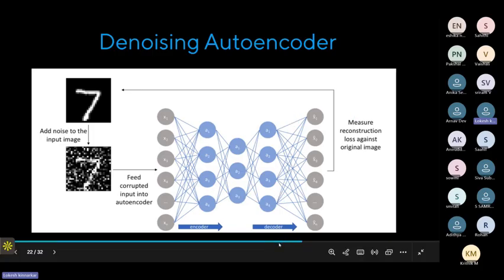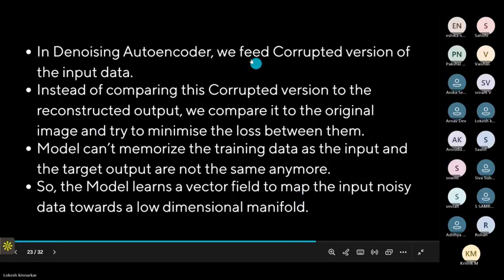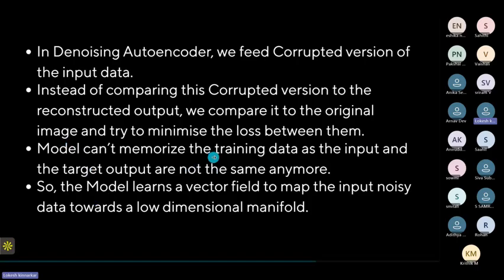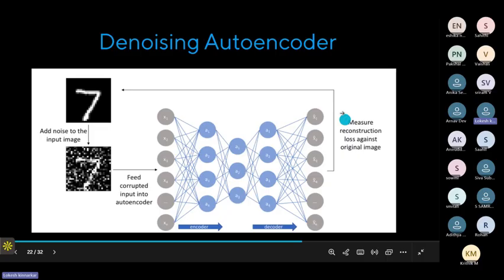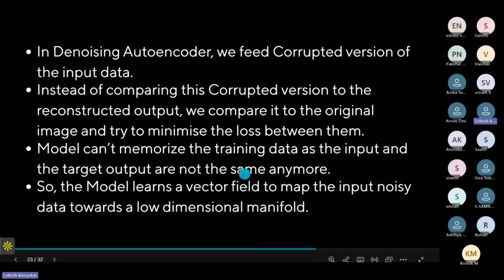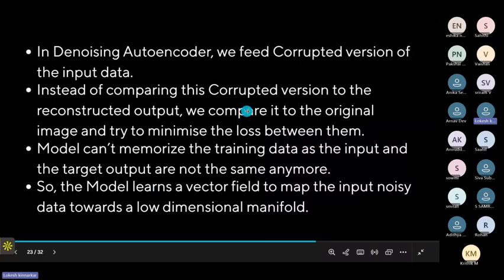This is a good way of doing it because, in the denoising autoencoder, we feed the corrupted version of the input data, and instead of comparing this corrupted version to the reconstructed output, we compare the output to the original image and try to minimize the loss between them, as I said here. And the third feature is the most important, because the model can't memorize the training data, as the input and the output which you expect are different. So adding noise helps in reducing overfitting, which we have seen in many machine learning algorithms as well. How it is done, I will discuss in the further lecture.